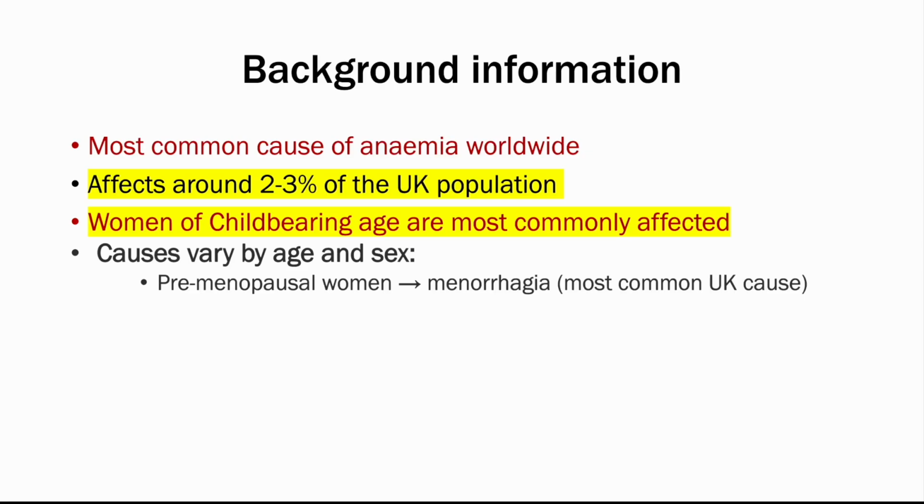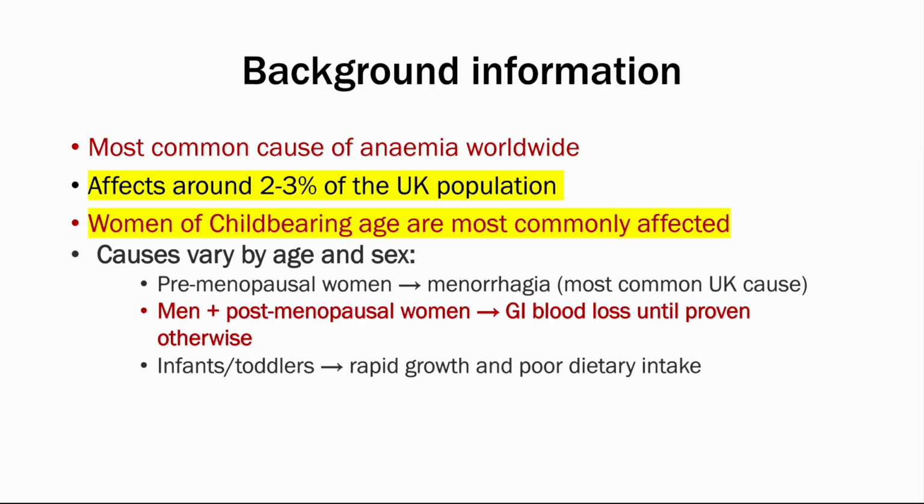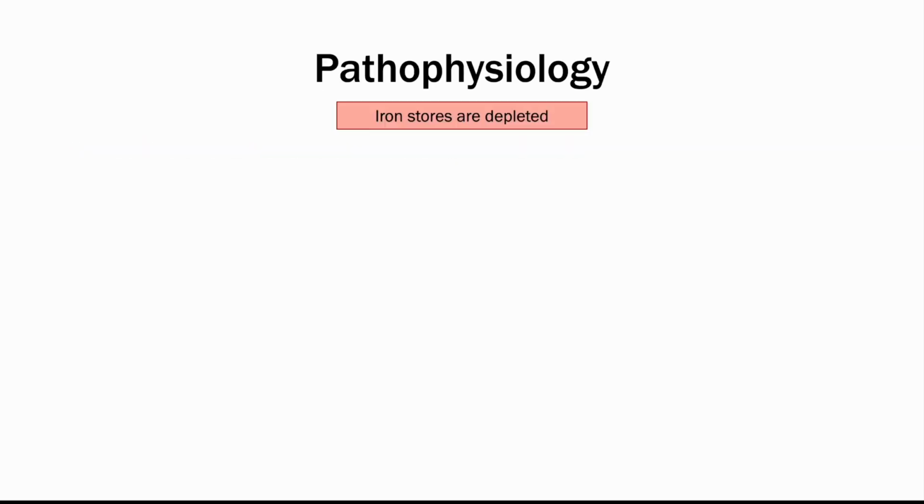So premenopausal women are most commonly affected by it because of menorrhagia. In men and postmenopausal women, we worry about GI blood loss, and that is the case until we can prove it otherwise. And then in infants and toddlers, we think about rapid growth or potentially poor dietary intake. And it's also important to consider some of the other conditions such as celiac disease or gastrectomy in those who underwent the procedure.